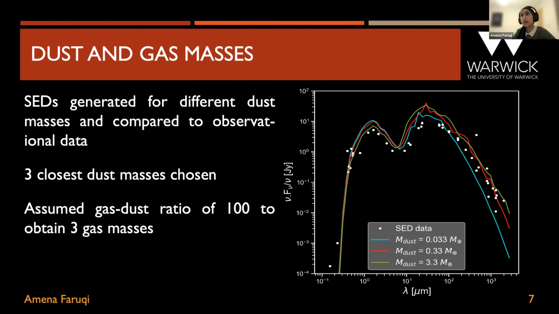An initial model was run and SEDs generated for a series of different dust masses, and these were plotted on top of the observational SED data, which you can see with the white dots here on this plot. I plotted on here the three closest dust masses, three different orders of magnitude that were found to be relatively close, obviously not a perfect match because it is still just a simulation compared to the real data. But these were the three closest dust masses, and then assuming the canonical gas-dust ratio for a protoplanetary disk of about 100, that gave us three gas masses as well by just multiplying these values by 100.